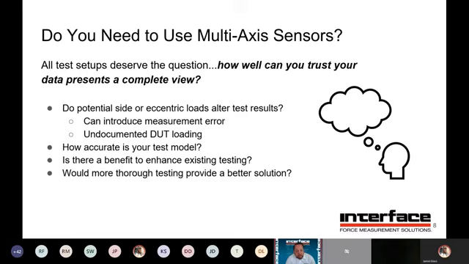Oftentimes, you do your best to isolate load conditions, but the reality is you may have other forces transmitting through that particular test article. That can lead to a lot of complications, as you can imagine. So again, we're finding more and more that it does not hurt to take a second look at existing tests and basically ask if you would get more insight through additional channels.